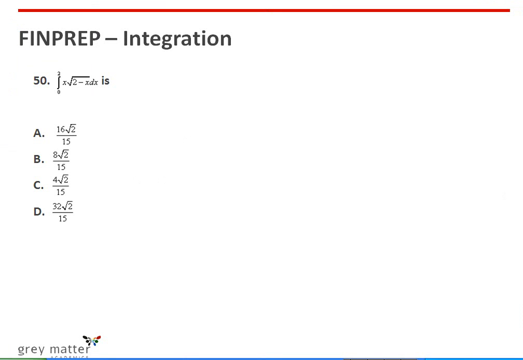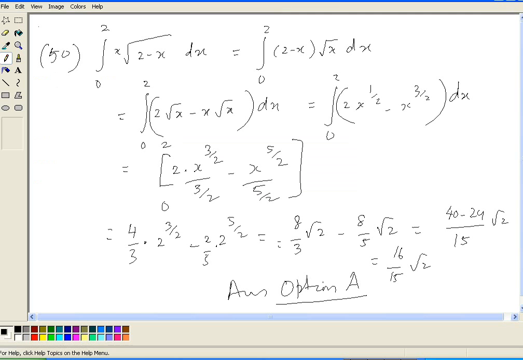50th problem: integral from 0 to 2 of x root of (2 minus x) dx. Going to work area, that is also equal to the integral from 0 to 2 of (2 minus x) into root x dx. When you expand it, it becomes the integral from 0 to 2 of (2 root x minus x root x) dx. Now when we integrate this, we get 2 into x power 3 by 2 by 3 by 2 minus x power 5 by 2 by 5 by 2.